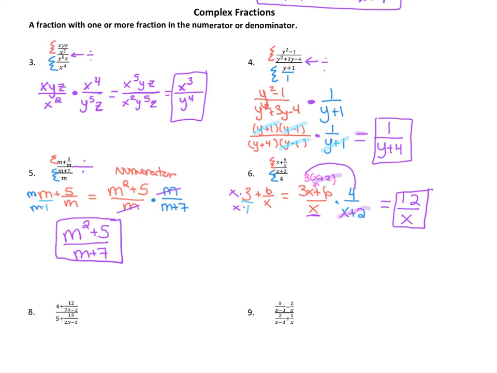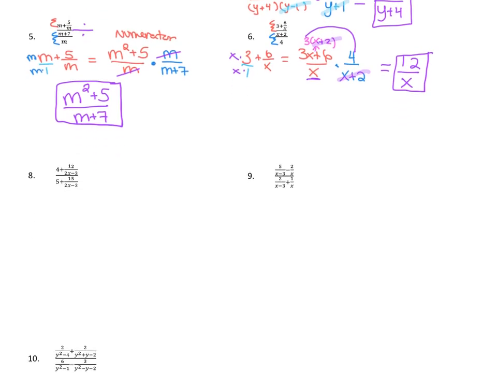All right, let's continue this idea of getting a common denominator within the numerator and within the denominator in examples 8 and 9. So if I look at example 8, my numerator is the 4 plus 12 over 2x minus 3. My denominator is the 5 plus 15 over 2x plus 3.